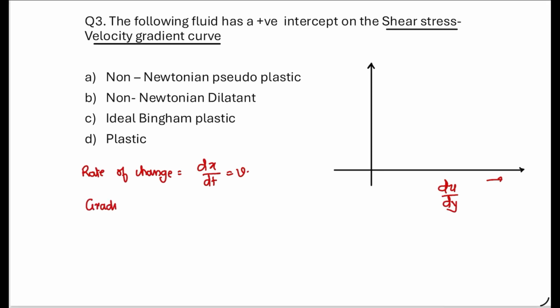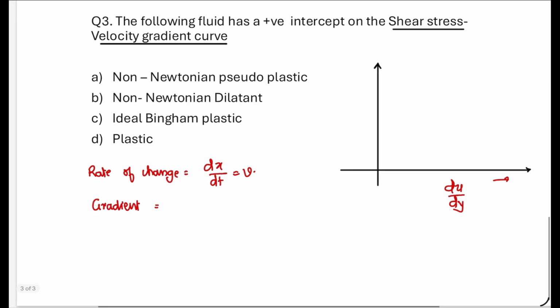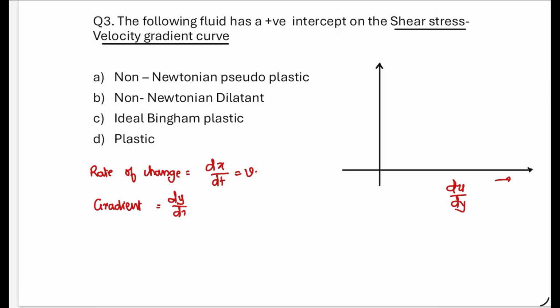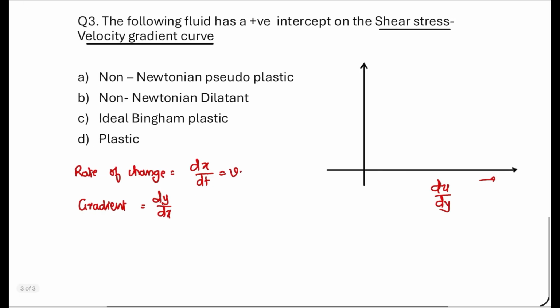Gradient is defined by dy by dx, because there is a change of space coordinate. Dy is a space coordinate, please understand. Change in space coordinate. Here also it is a space coordinate.